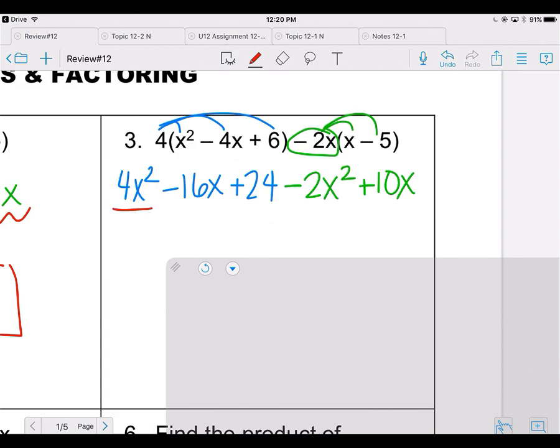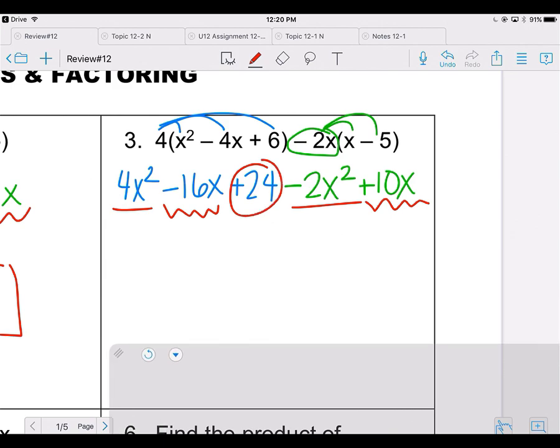Again, I'm only combining x squareds with x squareds, x's with x's, and numbers with numbers. So on my x squareds, I have 4, and I'm taking 2 away. So in my calculator, I can put 4 minus 2 and get 2x squareds total. Remember that the only time your exponents change is when you're multiplying. After you've multiplied, after you have this step, you do not change exponents anymore. You just change the numbers in front. -16x plus 10x, so -16 plus 10 is -6x. And then 24 stays.